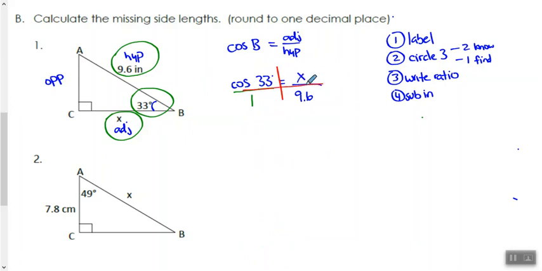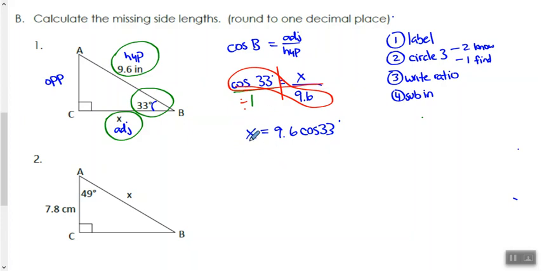okay, so let's take a look. I will divide by the one across from the one that from the box or square that I'm looking for. So I will divide by the 1, and I will multiply the other 2 together. So how I will solve for x here is I will do 9.6 times cos of 33, and then divide by 1. But if I'm dividing by 1, it's just going to be the same number, so I don't even have to write that. I could, but I don't have to.